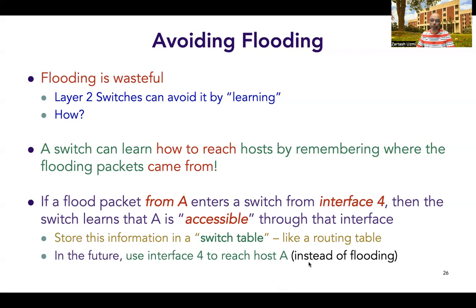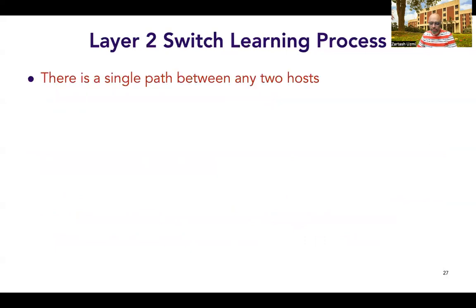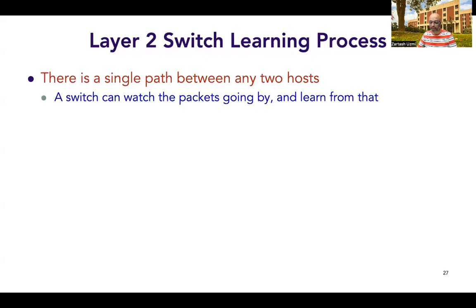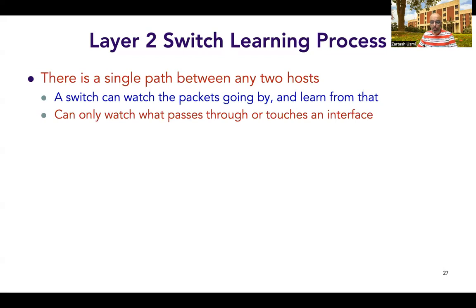So that's how you would avoid flooding. I have an example for that as well. So, layer 2 switch learning process: there is a single path between any two hosts. A switch can watch the packets going by and learn from that. It can only watch the packets which touch any of the interfaces or pass through the switch. A switch will not be able to see a packet which doesn't even touch any of its interfaces.